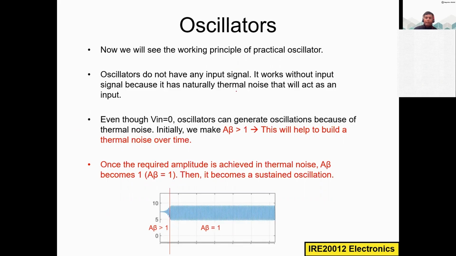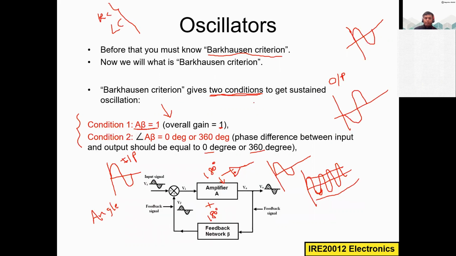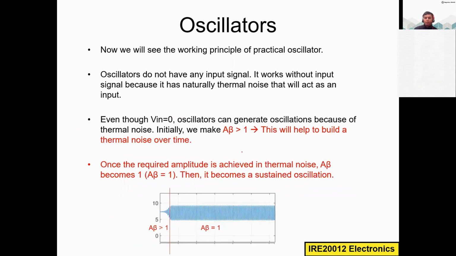We had done some case analysis to understand this Barkhausen criterion just before. So now we will move on. Now we will see the working principle of a practical oscillator. Oscillators do not have any input signal. It works without an input signal because naturally generated thermal noise will act as an input.